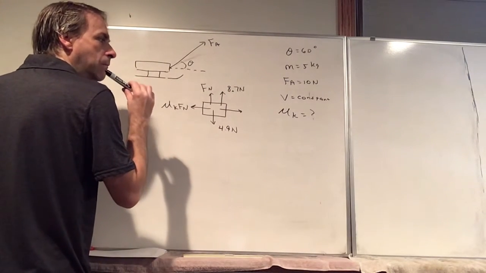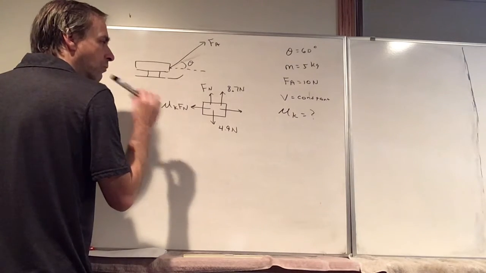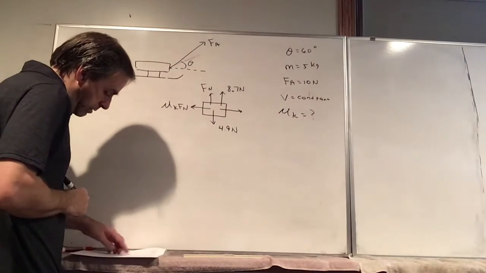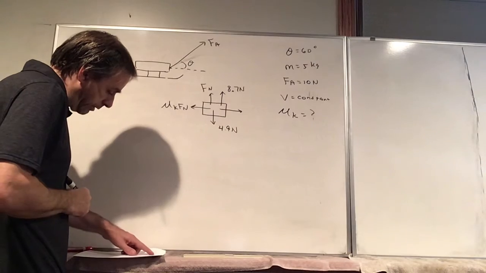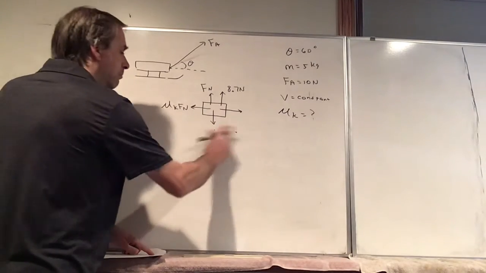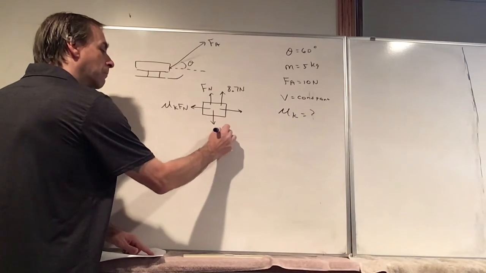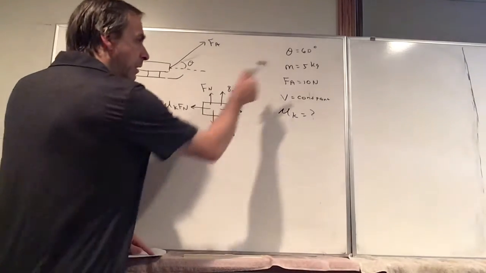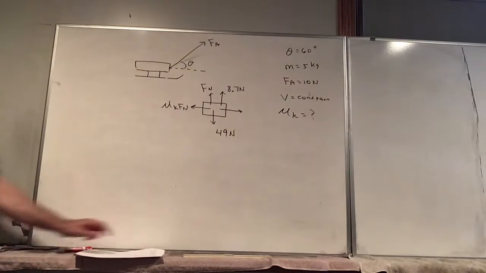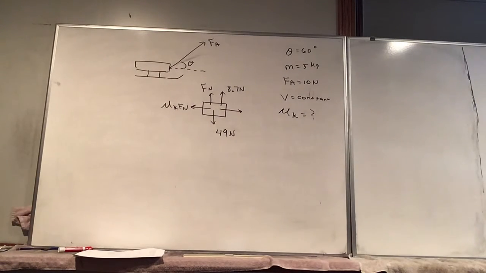So wait, let me just check this. Yeah, I was just thinking that makes no sense because I wrote it down wrong. Yeah, force of gravity, 49 newtons, not 4.9. That would have made no sense.